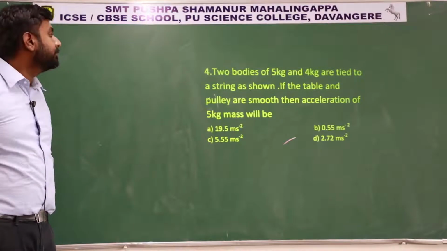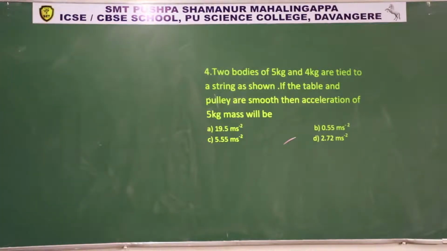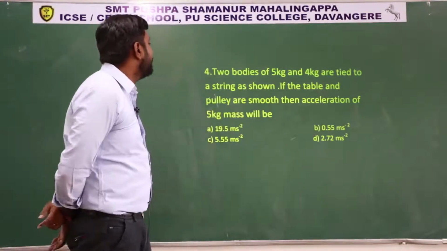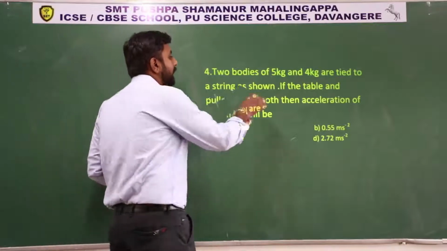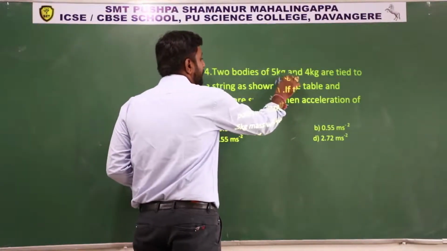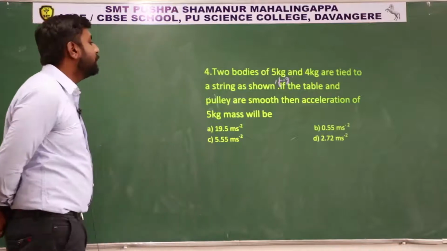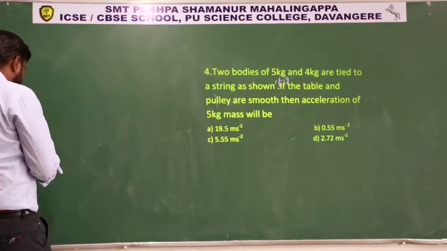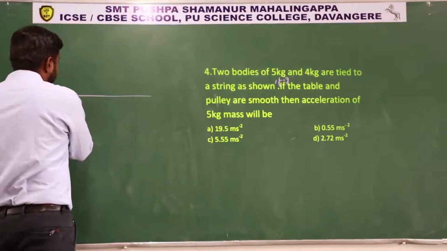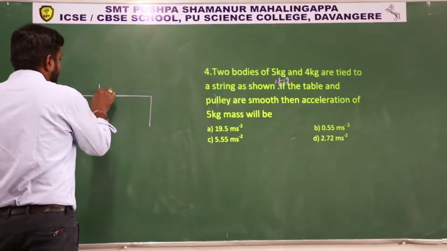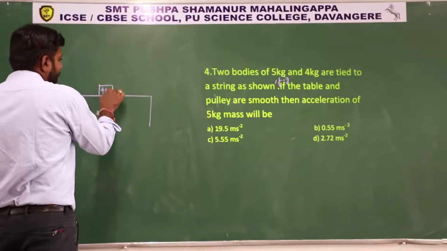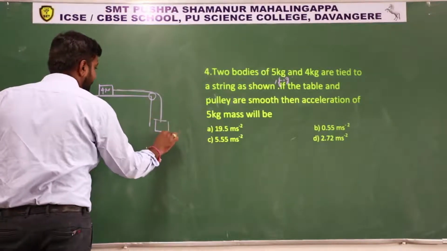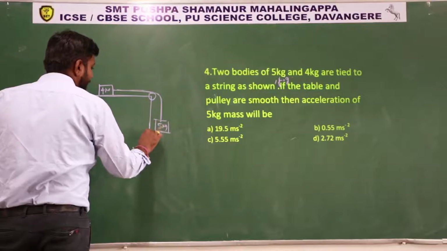And in the next problem, two bodies of 5 kg and 4 kg are tied to a string as shown in the figure. If the table and pulley are smooth, then the acceleration of the 5 kg mass will be. Let us consider this is the situation. This is the table and this is the 4 kg mass, and this is the 5 kg mass.